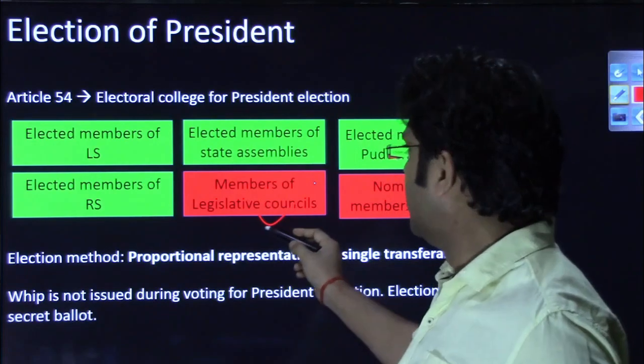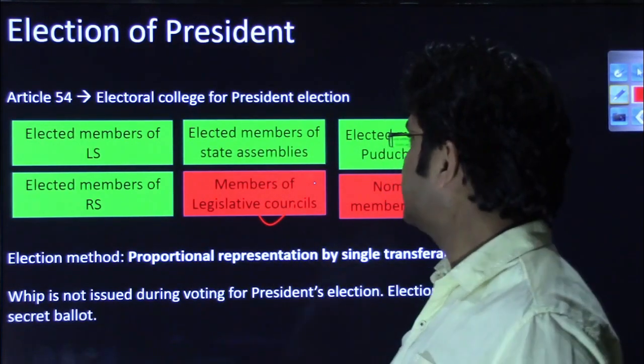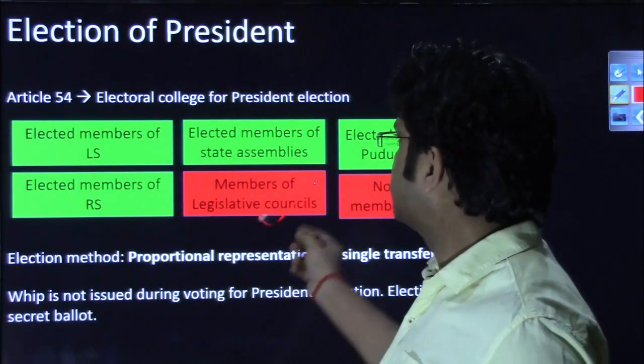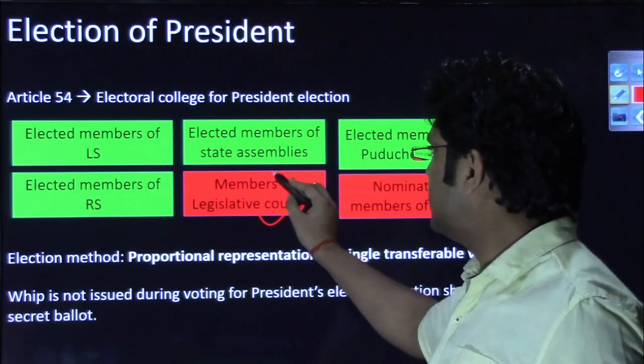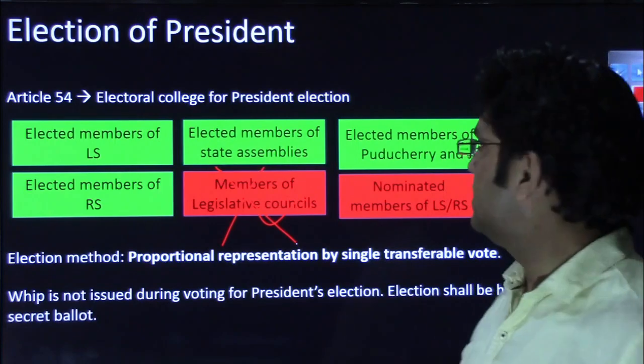If you include Legislative Council members from these 6 or 7 states, other states do not have a Legislative Council, right? So it will be discrimination with those states which do not have this Legislative Council. So members of the Legislative Council won't be part of the president election.